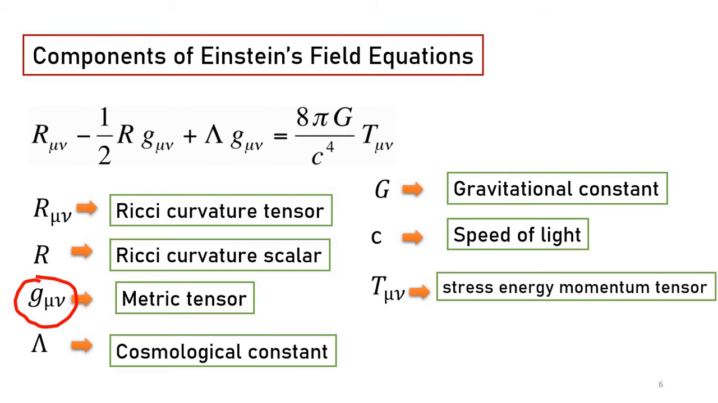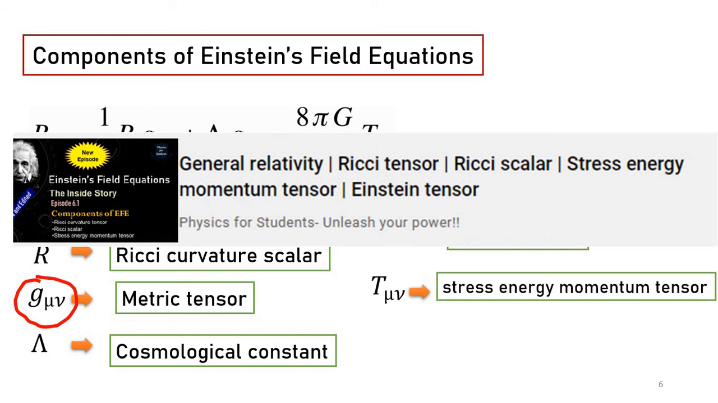Most of the other things, the Ricci curvature tensor, Ricci curvature scalar, and stress energy, are more or less covered in another video. You can go to the Einstein field equation playlist and find it. It is quite a comprehensive and easy-to-understand video on the Ricci tensor, Ricci scalar, stress energy momentum tensor, and the Einstein tensor. So if you really want to know what these components are, how they behave, and their internals, you can go back to this video which I am showing right now in front of your screen and check it out. However, we will be going forward and understanding the metric tensor in this video.